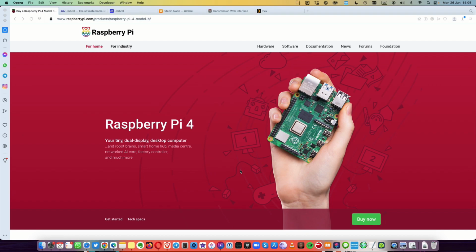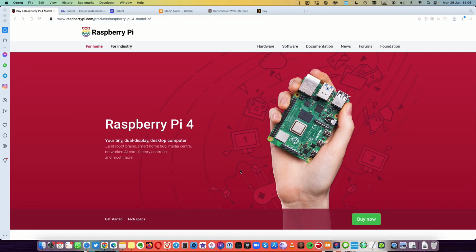Today we are going to unleash the power of the Raspberry Pi 4, the ultimate Bitcoin node machine. The Raspberry Pi 4 is a small, affordable and versatile piece of hardware that's taken the tech world by storm. It is a single board computer that's capable of doing almost anything a regular desktop can do, but how does it fare when it comes to running a Bitcoin full node?